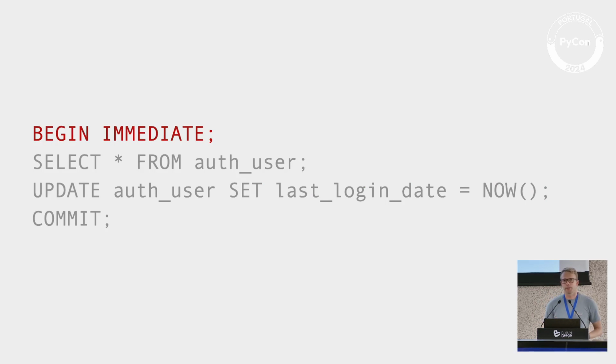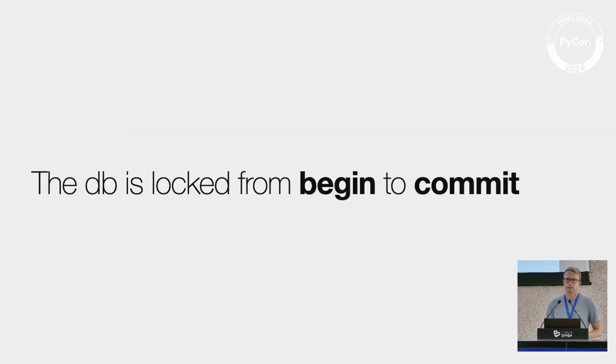The solution, once you understand the problem, is actually simple. You lock the database before you do any selects beforehand. And there's a keyword for that: begin immediate. This, of course, has a bit of a downside, because now the whole database is locked from the time you run your first begin, or the begin immediate, until your commit. And especially if you're running a bunch of Python code in between, this might be slow, and it might cause problems.